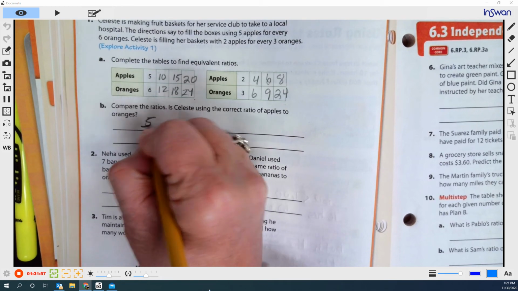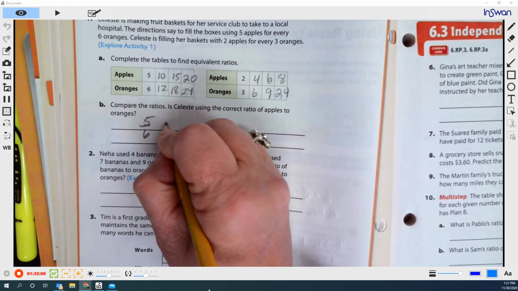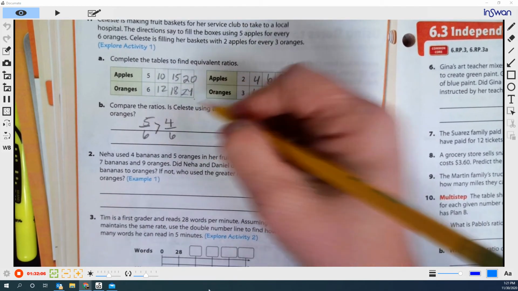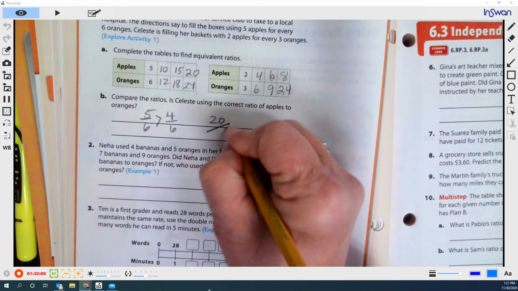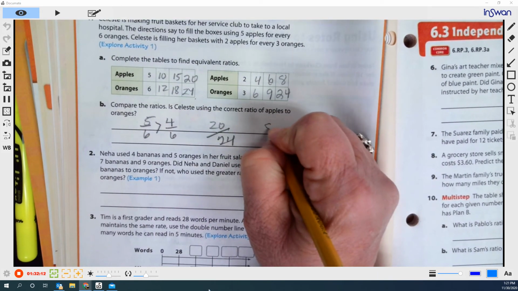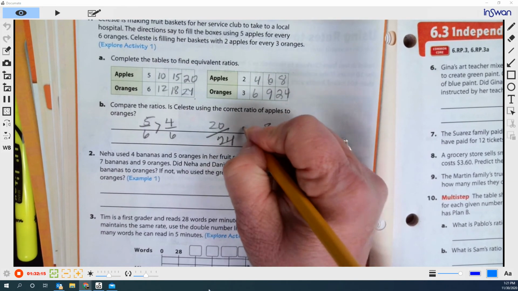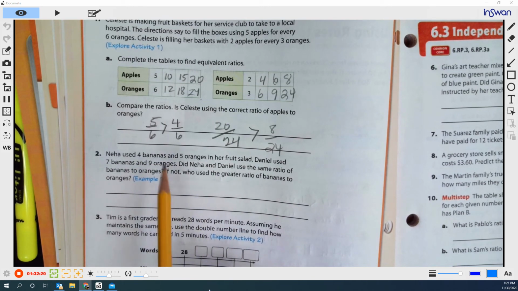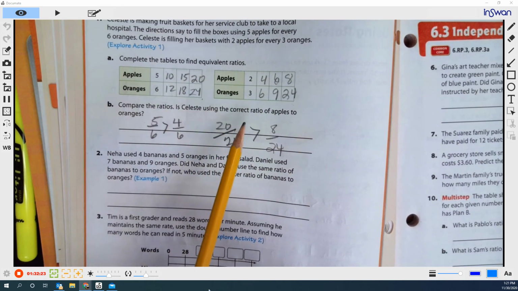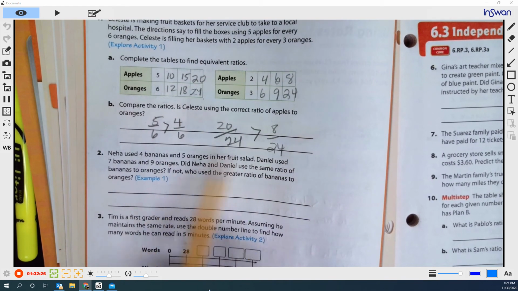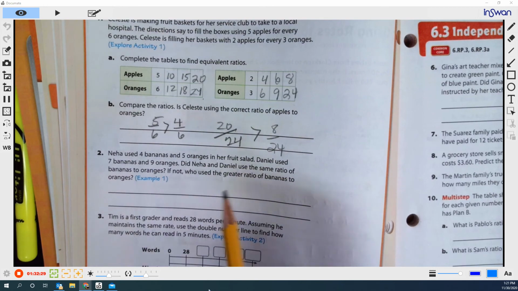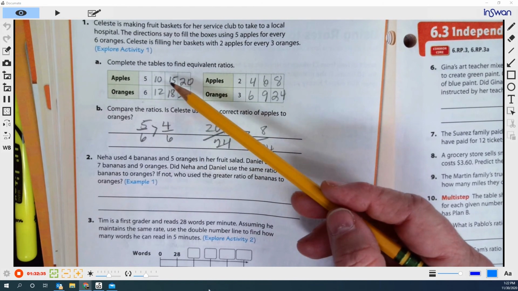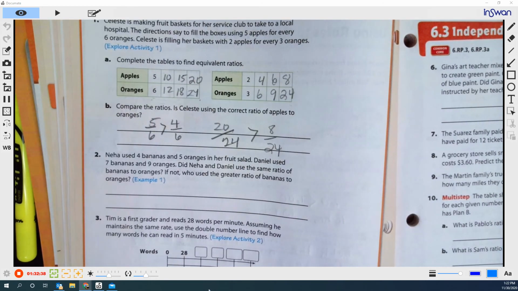You could say that 5/6 compared to 4/6. 5/6 is obviously greater than 4/6. Or if we did the 24th, you could say 20/24 and 8/24. 20/24 is still greater than the 8/24. So when we look at this, Celeste is not using the correct ratio of apples to oranges because they're not equivalent. It would have to be something where she uses an equivalent ratio, like if she uses 5/6 and the other girl uses 15/8. Both of those ratios could be simplified down to the same value.